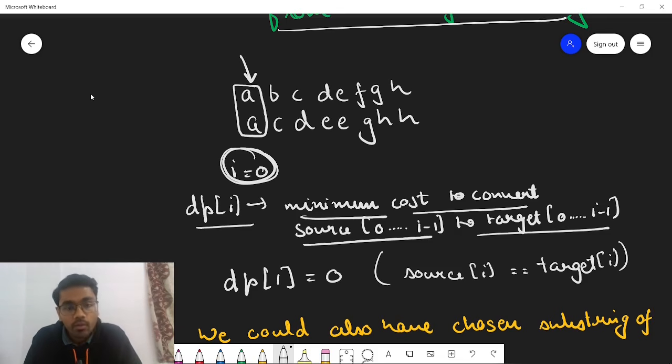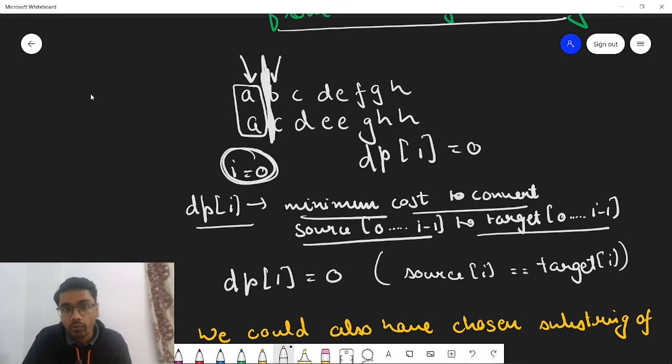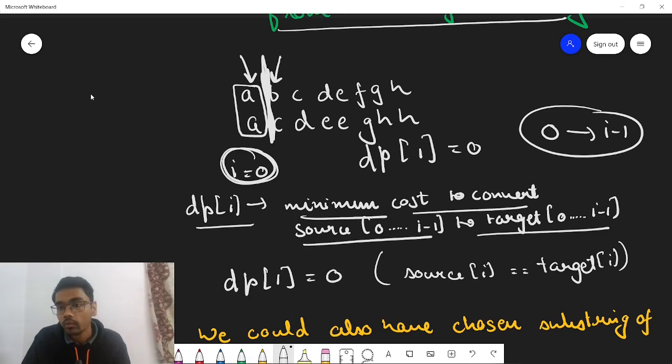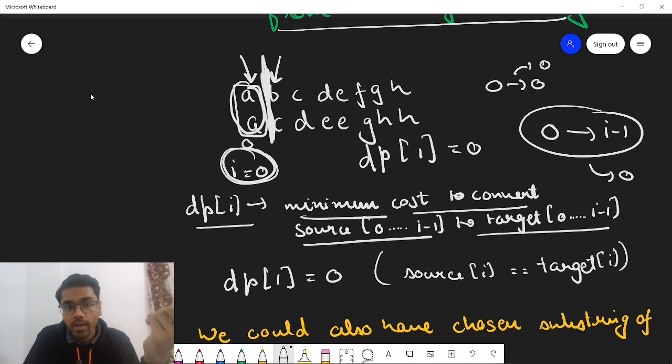So what will we store? Till now we have the cost 0. So we have computed for the 0 index. For 0 index it will not require any cost. So till 0 index the cost is 0, and DP of 1 will store 0. Why DP of 1? Because for this I from 0 to I minus 1 the cost is 0. The cost is 0 because from 0 to 0 index the characters are the same. So DP of 1 can be stored as 0.